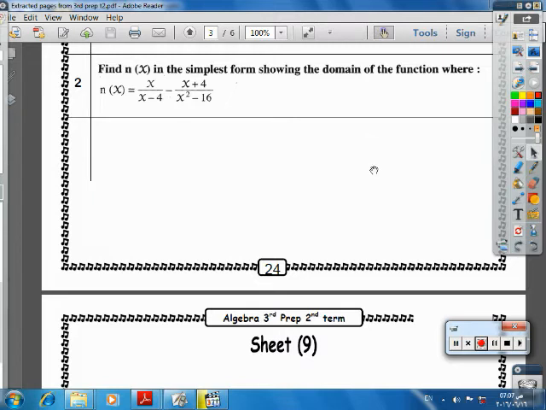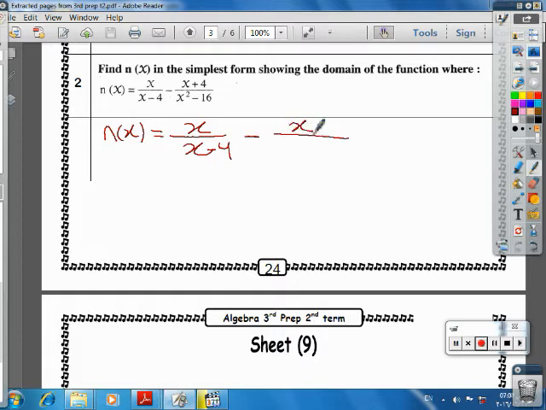Okay, first step, the first fraction as x over x minus 4, minus also the numerator in the second fraction, x plus 4 over. Now we can factorize the difference between two squares. x power 2 minus 16 equals (x minus 4)(x plus 4).